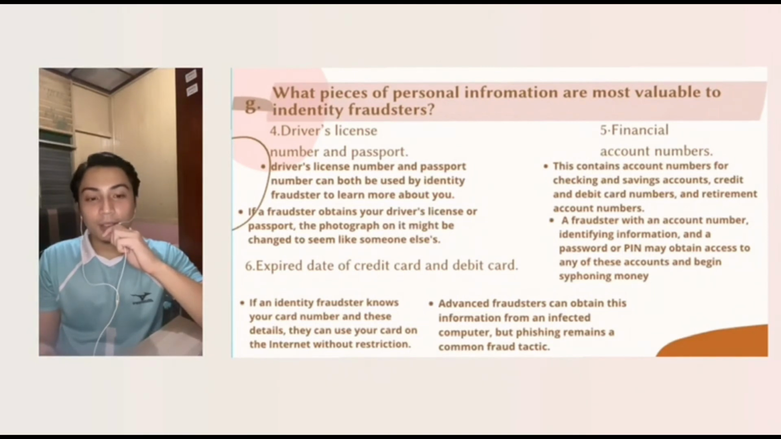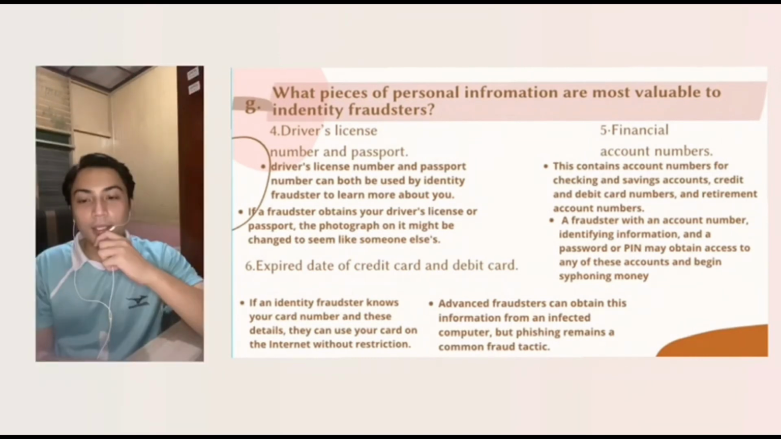The next one is financial account numbers. Identity fraudsters are particularly interested in financial accounts. This contains account numbers for checking and savings accounts, credit and debit card numbers, and retirement account numbers. A fraudster with an account number, identifying information, and a password or PIN may obtain access to any of these accounts and begin siphoning money.